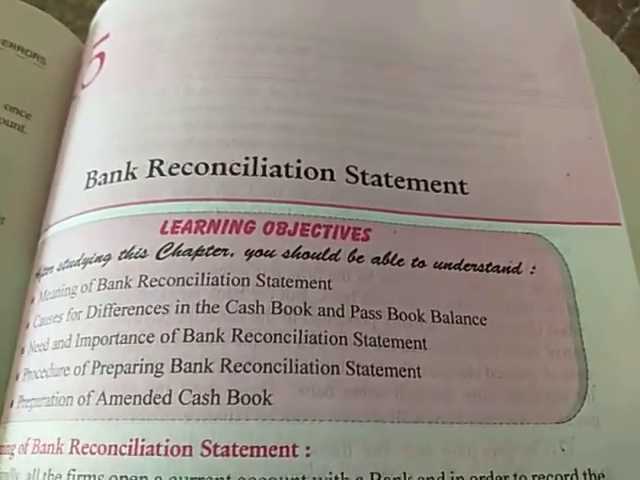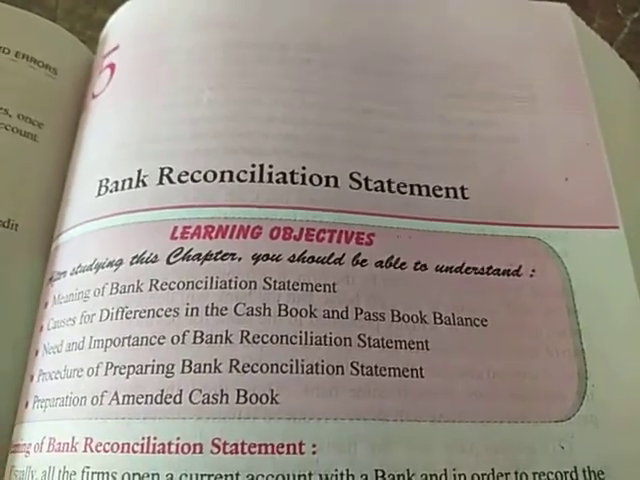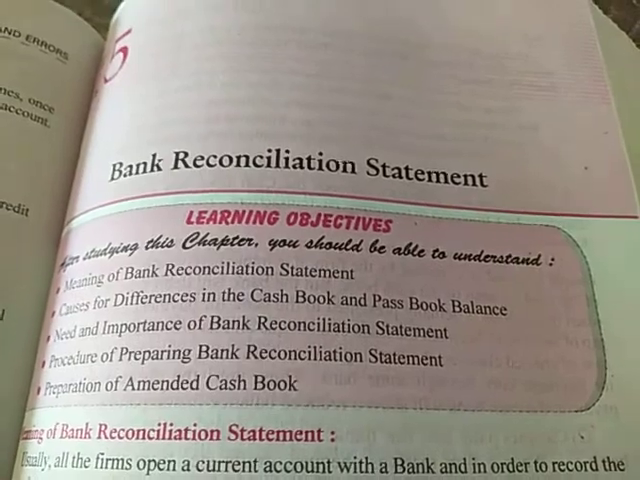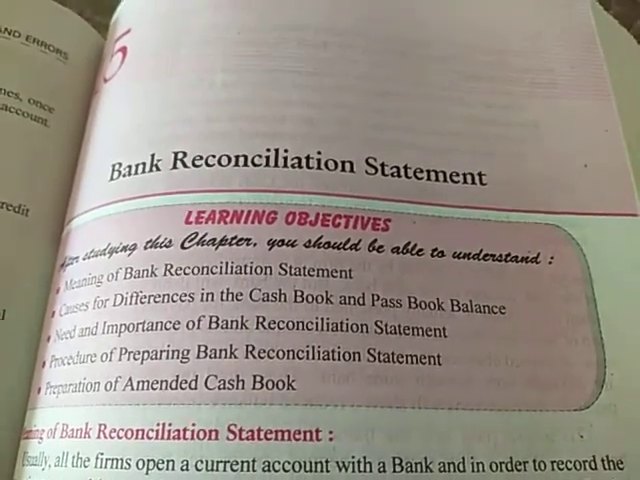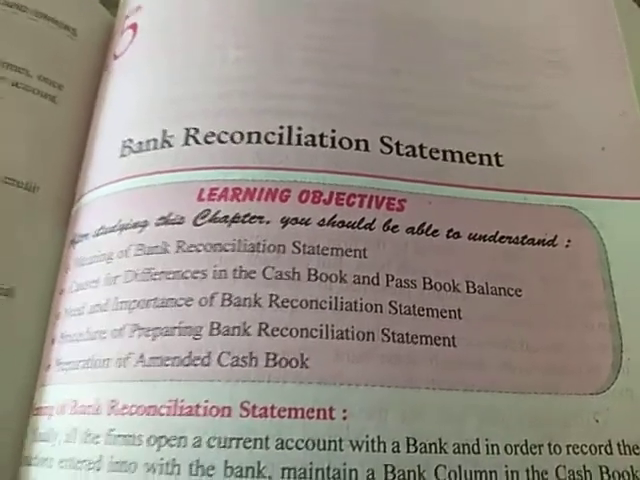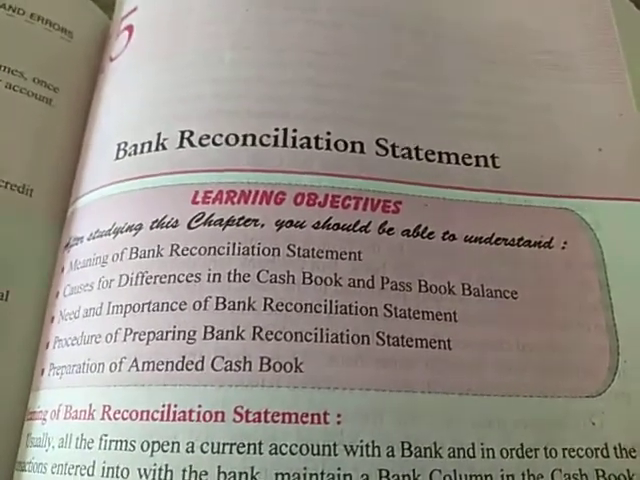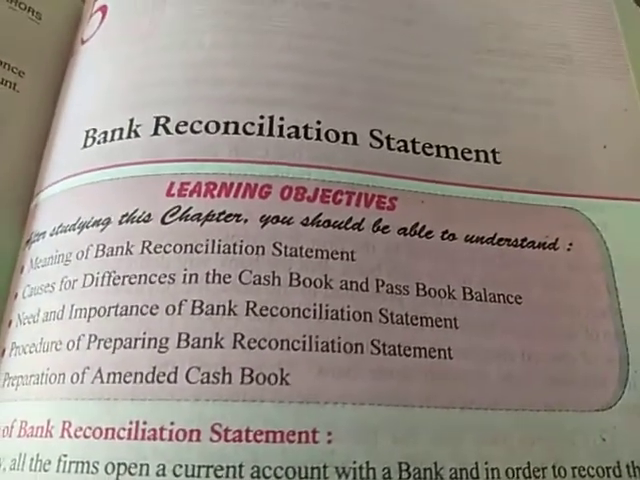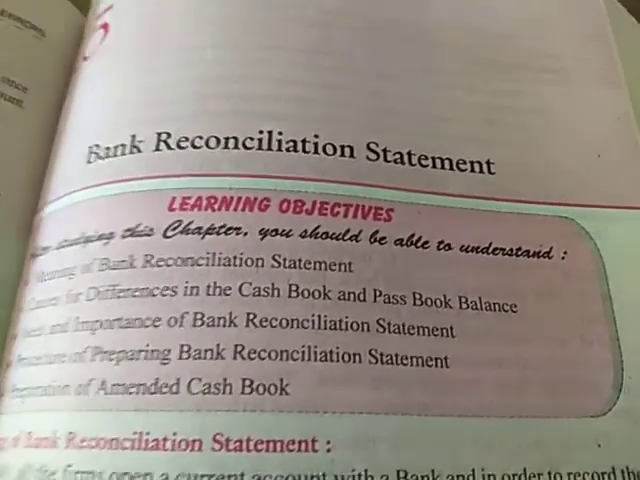Both passbook and cash book balance must be same, but due to some reasons differences occur between them, and when differences occur we need to prepare a statement showing that due to these reasons the differences are there and this is the net balance as per the passbook or cash book. Now, what are the reasons of differences?